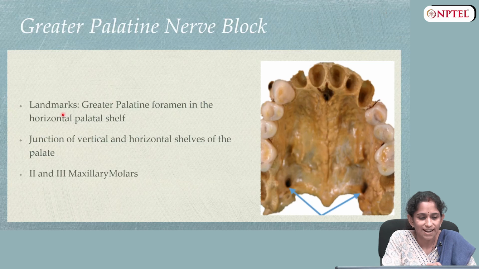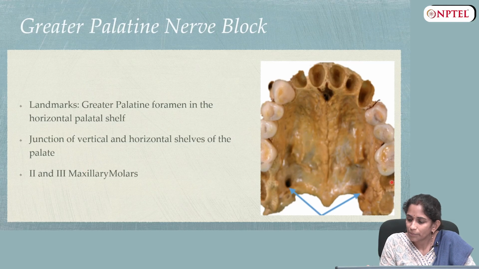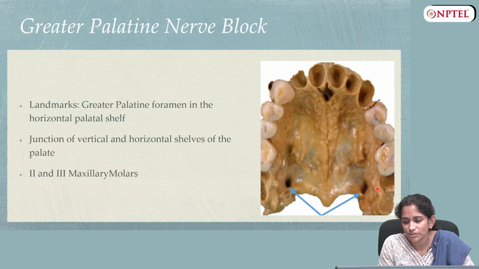So, we have discussed the landmarks: the greater palatine foramen is at the junction of the horizontal and vertical shelves of the palate, and this foramen is located between the second and third molar. So, the location is between the region of the second and third molar at the junction of the vertical and the horizontal alveolar shelves.